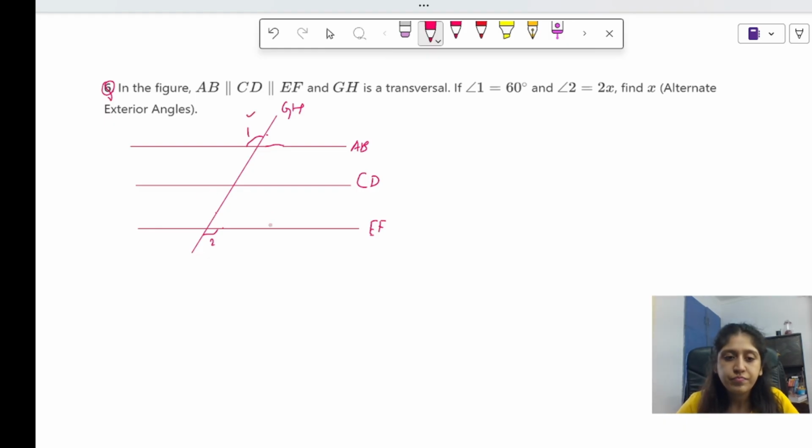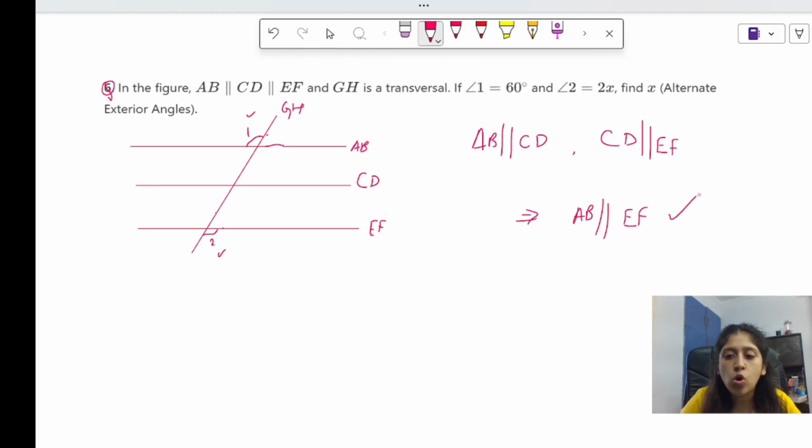We have angle 1 and angle 2 again. Okay. Now I hope you know if AB is parallel to CD and we are given CD is parallel to EF, then this implies that the line AB will be parallel to EF. I hope this concept is also clear. This has also been covered in the lecture itself, but I just wanted to make you revise.